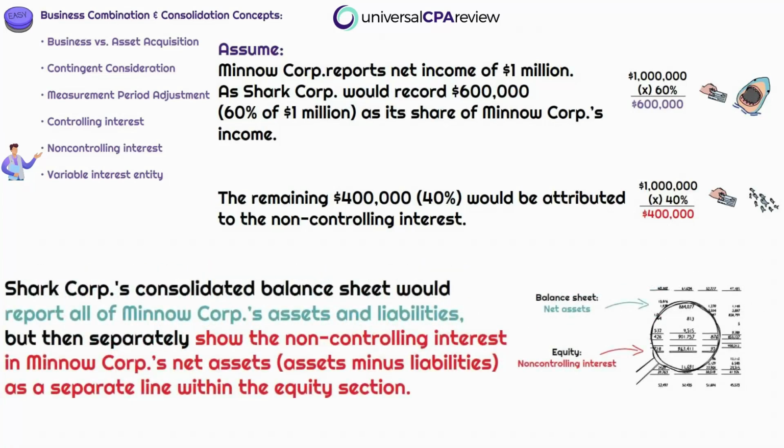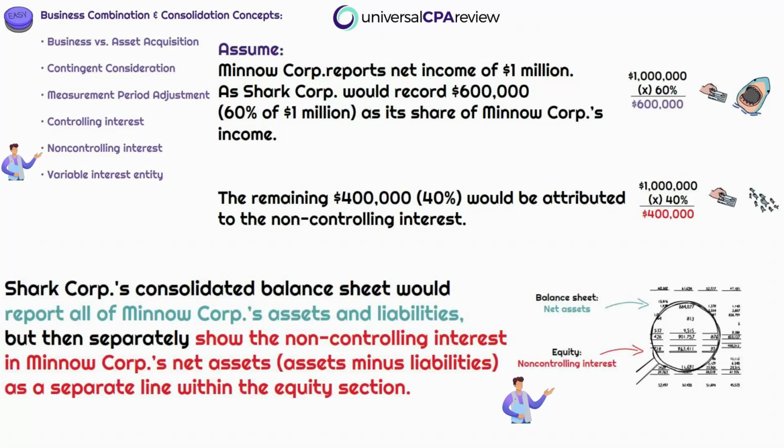Similarly, on the consolidated balance sheet, Shark Corp would report all of Minnow Corp's assets and liabilities, but then separately show the non-controlling interest in Minnow Corp's net assets, right? When I say net assets, we've got to ask ourselves, what is this net of? So this is assets minus liabilities. So that's going to be reported as a separate line item within the equity section.